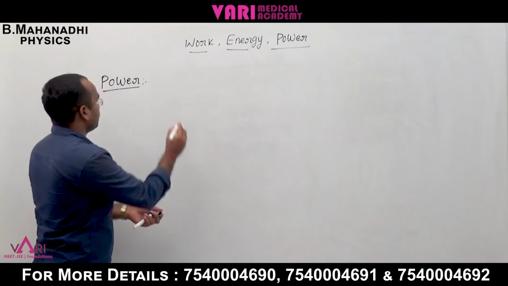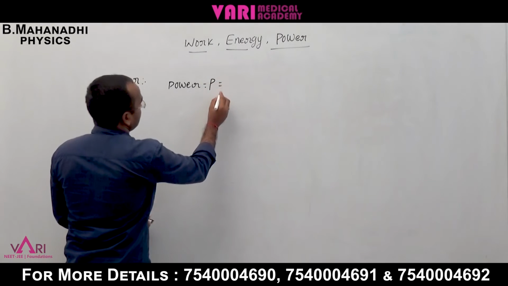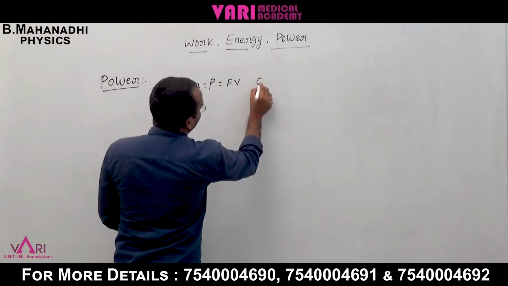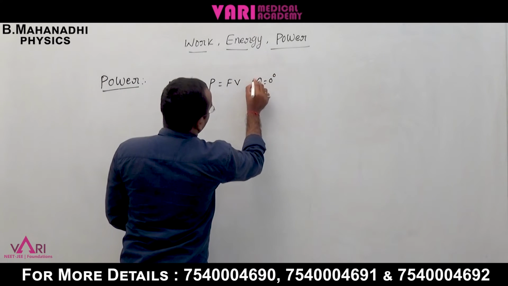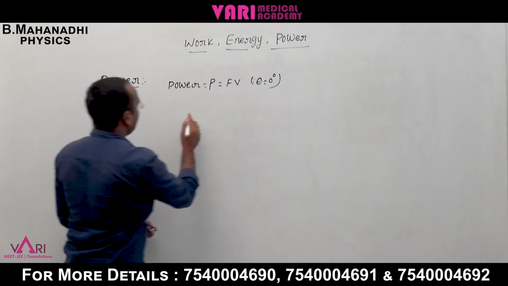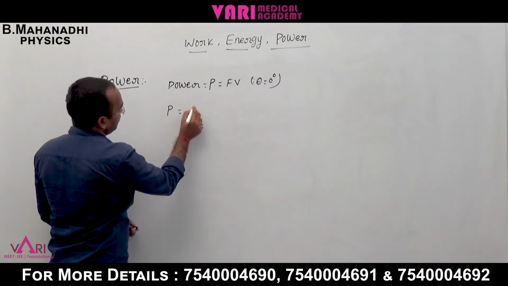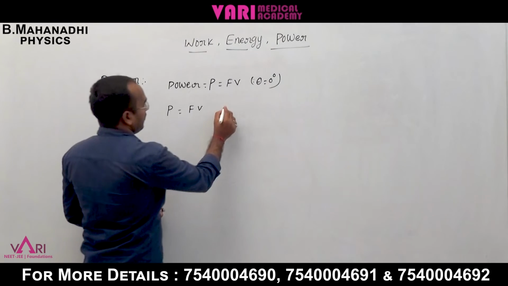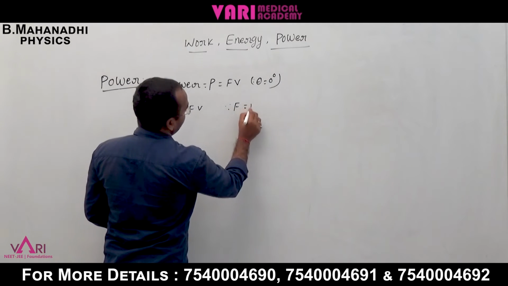Now power P is equal to Fv when theta is equal to 0 degree. F means force. Force is equal to ma.